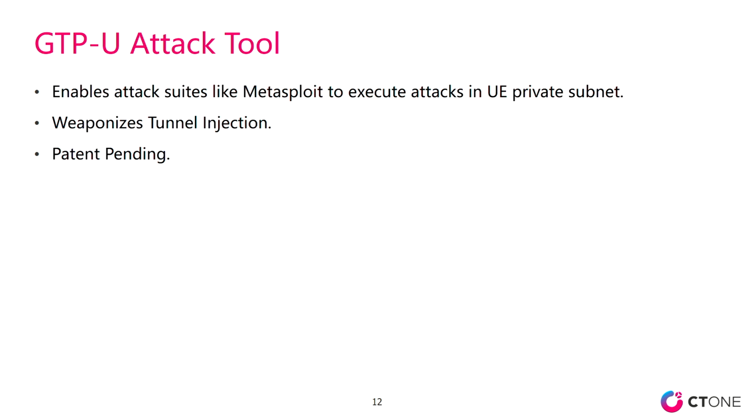It's very difficult for an attacker to execute advanced attacks if he can only send one packet. So for advanced attacks, and if an attacker wants to use Metasploit or Nmap or something like that, he needs to be able to establish a two-way connection with the connected devices. And that's what this tool will do. It will weaponize tunnel injection. And we have also filed a patent for this.